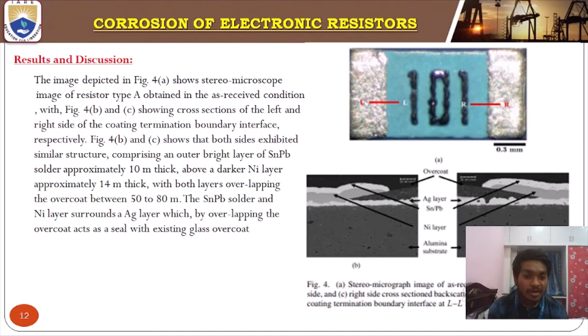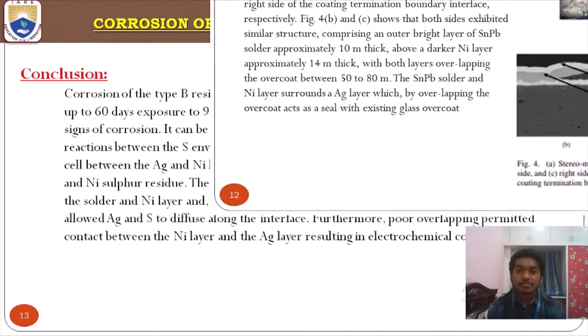In the figure we can first see the overcoat, which is overlapping, next the silver layer, next the Sn and Pb layer. Both layers are overcoating the nickel layer. The third layer is the SnPb layer and the nickel layer overcoating. The first inside layer is the alumina substrate.